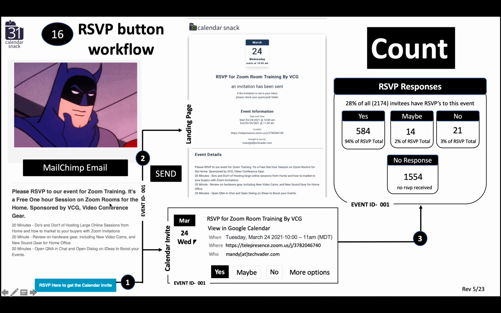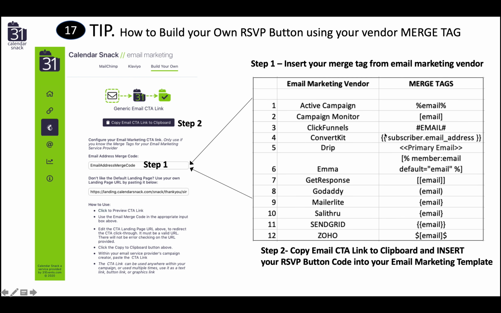The workflow is the same as a landing page. When someone clicks it, they receive a landing page here. Click here, 1. Click 2, receive the landing page in the interface. 2A, really, or 2 at the same time, they're sent the calendar invitation. Again, we count it on the back end.